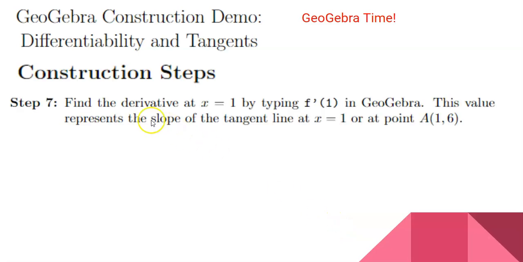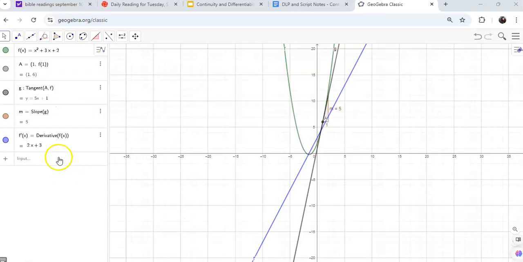Step number 7, find the derivative at x equal to 1 by typing f prime of 1 in GeoGebra. This value represents the slope of the tangent line at x equal to 1 or at point A. So we type f prime of 1. So please observe, after typing f prime of 1 in GeoGebra, we got f prime of 1 equals 5, meaning the slope of the line tangent to the curve at A is 5.